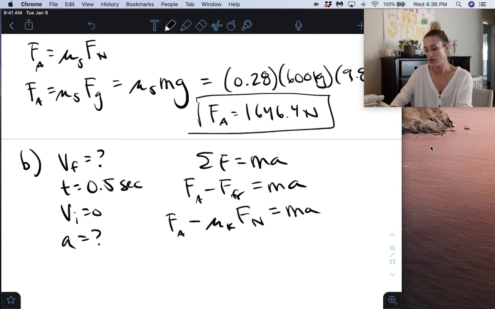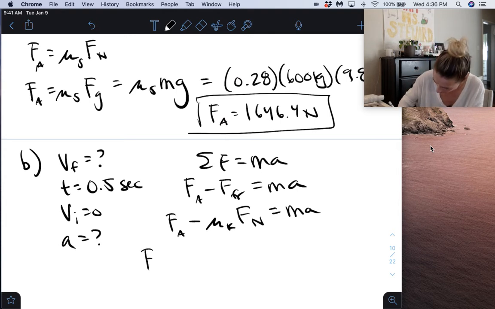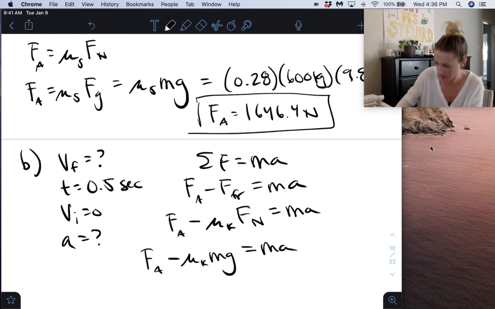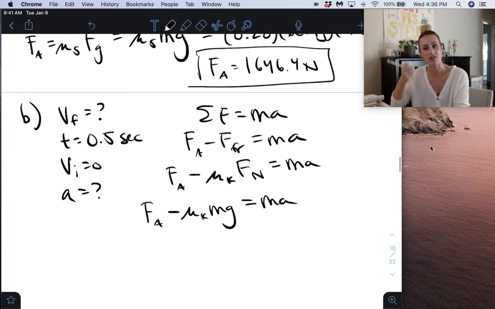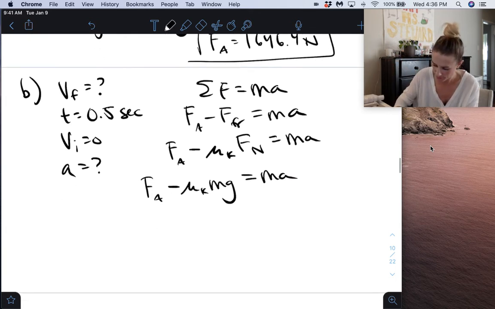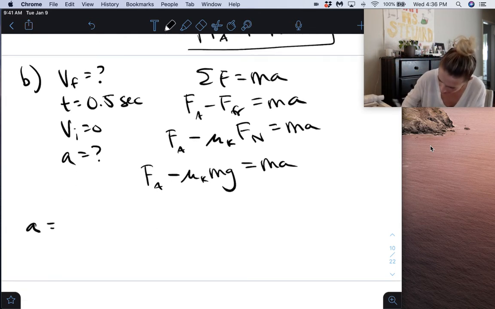So here again, we know that the normal force is equal to the force of gravity, which is mass times acceleration of gravity. So we get force applied minus mu k times mg equals ma, and now we can start plugging in our numbers. You can also divide both sides by m because we are solving for acceleration. So acceleration, and I'm going to do that actually.